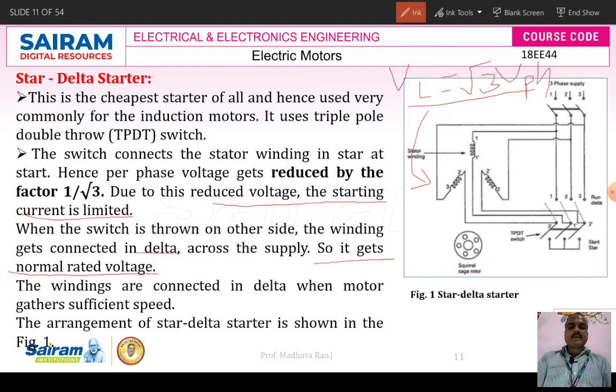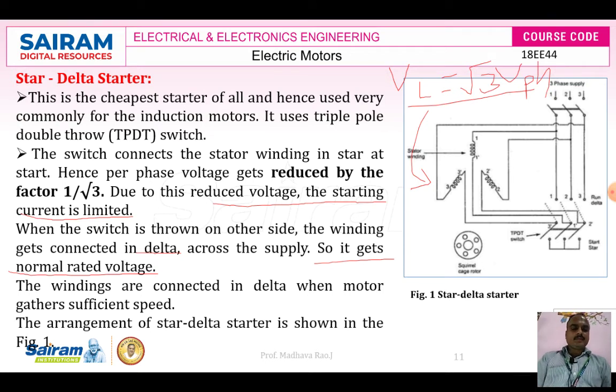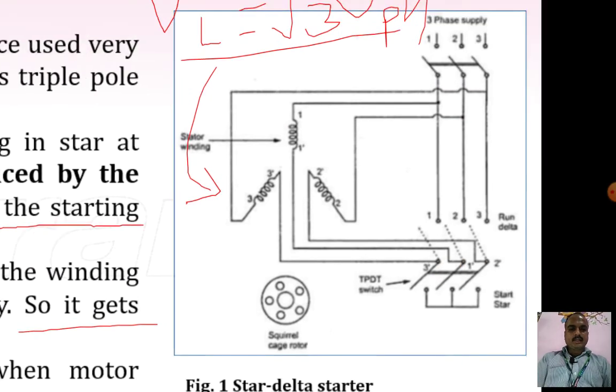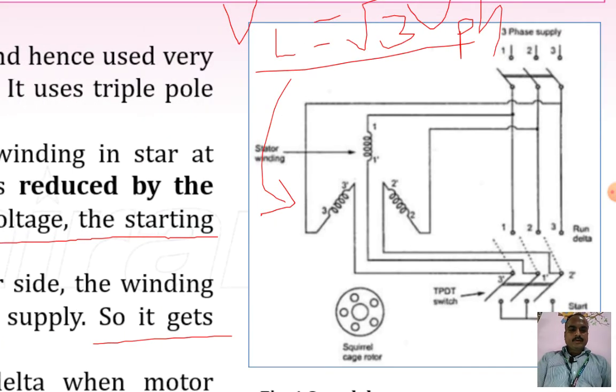The windings are connected in delta when the motor gathers sufficient speed, at rated speed. The motor winding is connected in delta fashion. That arrangement is made using the star delta starter. This diagram shows the star delta starter.